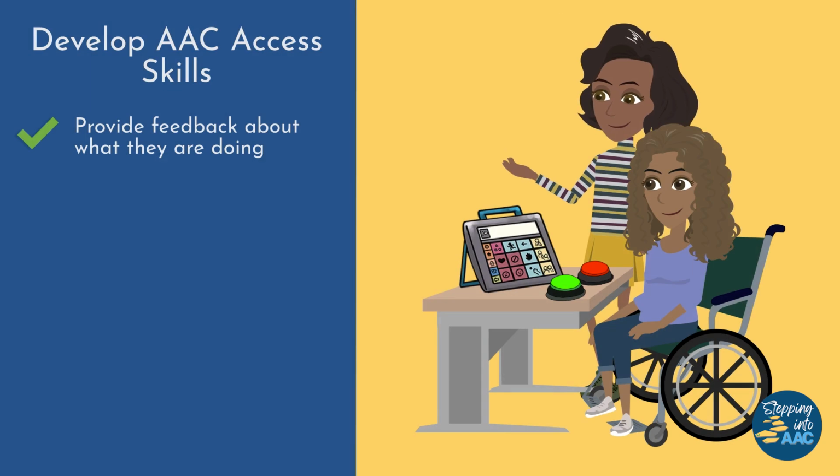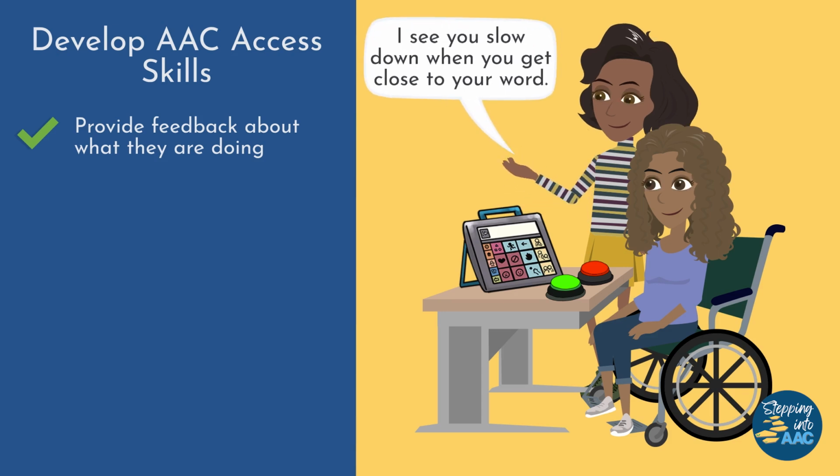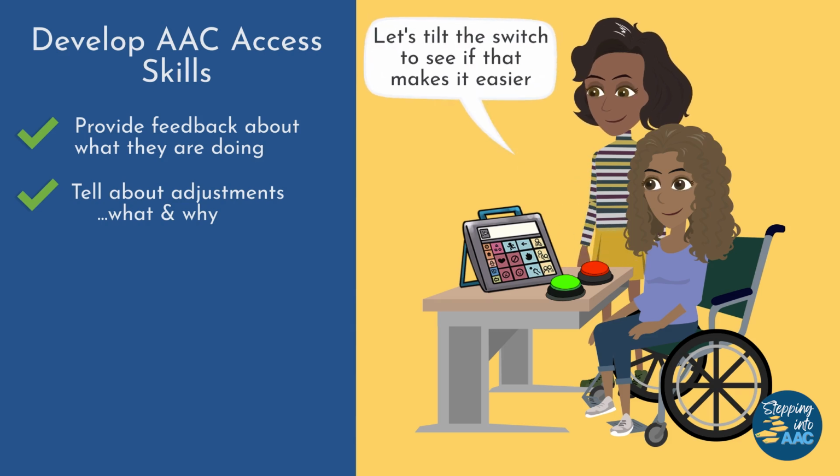The same is true for our AAC learners learning to access their AAC tool. They require feedback about their attempts to know what is and what is not working, and support to make adjustments to help them be more successful. With alternative access, telling them about the adjustments you're making related to positioning or calibration lets them know what is happening and why, and helps them learn about their device.